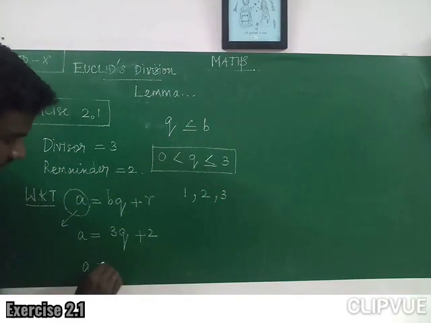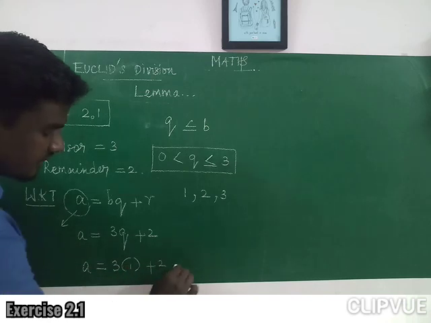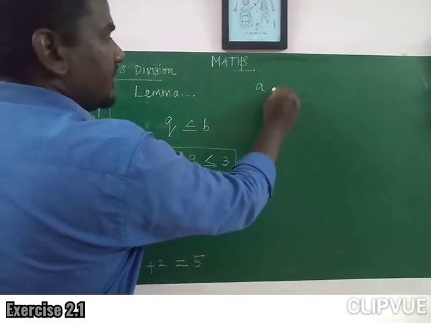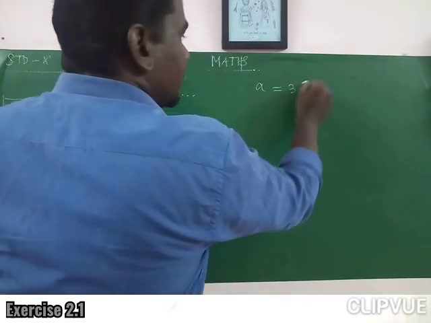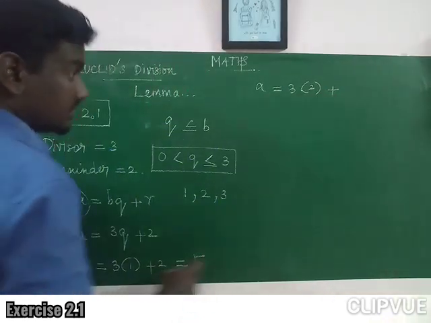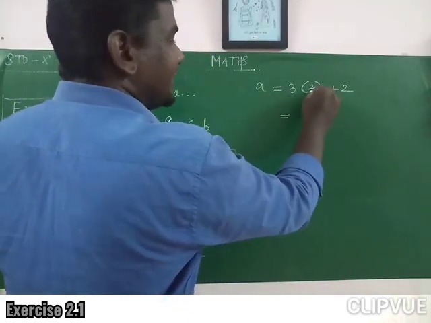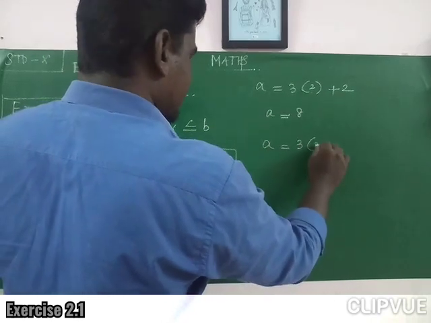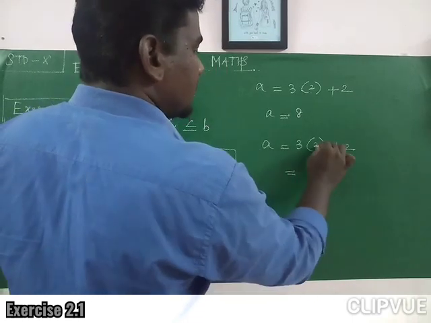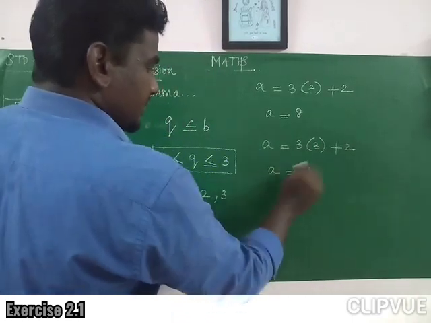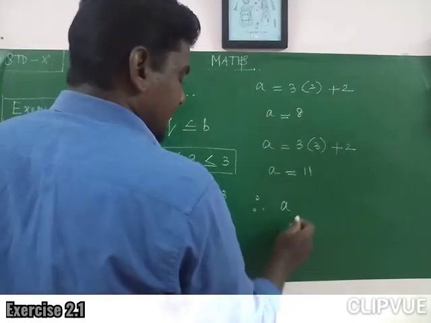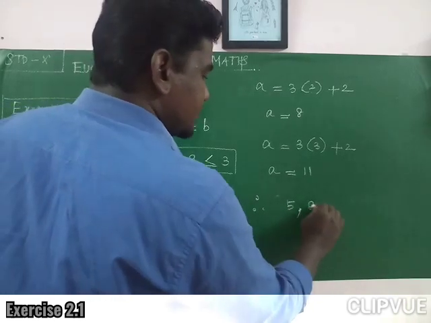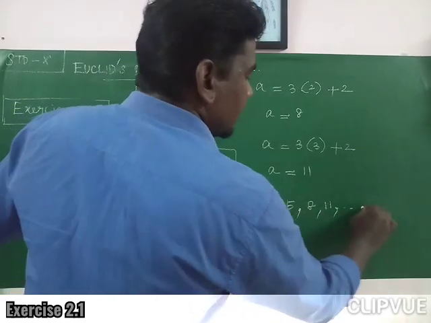So a equals 3 into 1 plus 2. 3 into 1 is 3, 3 plus 2 is 5. Second one: a equals 3 into 2 plus 2. 3 into 2 is 6, 6 plus 2 is 8. Next, a equals 3 into 3 plus 2. 3 into 3 is 9, 9 plus 2 is 11. So the a values are 5, 8, 11 and so on.